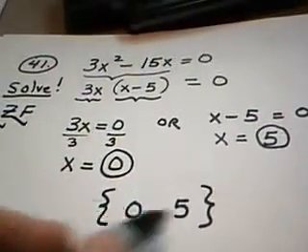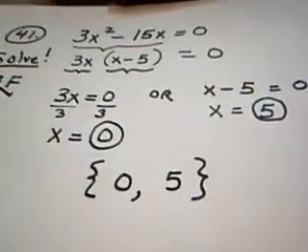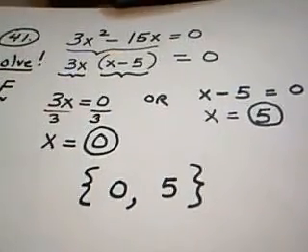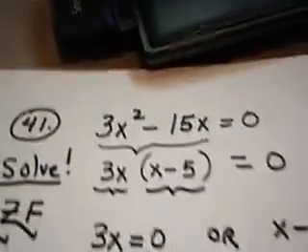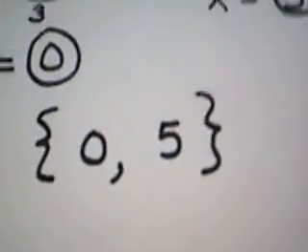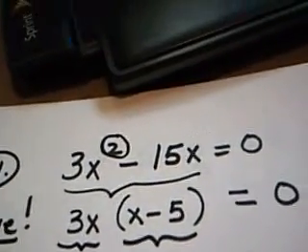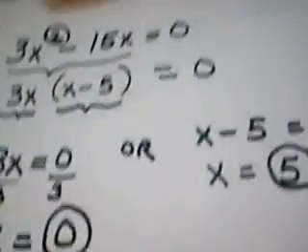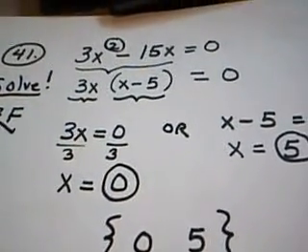One of the comments I did want to make, in a set like this, order really doesn't matter, so you could put 5 first and then 0. In a set, order is not important. One of the other comments I want to make as I'm finishing this problem with you, notice that the original equation had degree 2, and notice that we have 2 solutions. In general, not always, when an equation has degree 2, you're probably going to get 2 answers. When an equation has degree 3, you're probably going to get 3 answers. Now remember, there are exceptions to every rule, but that's a good general rule of thumb.